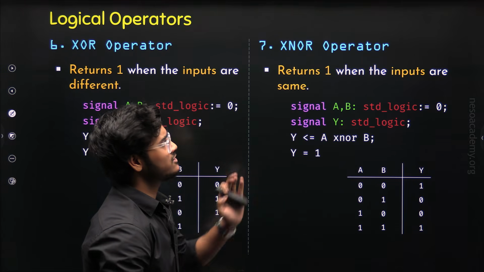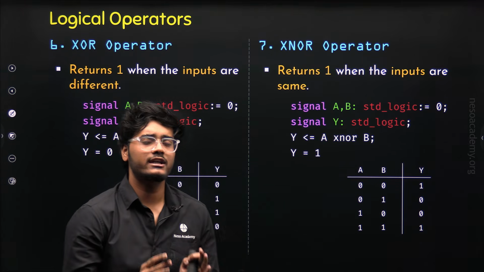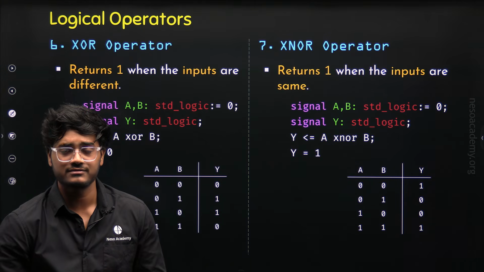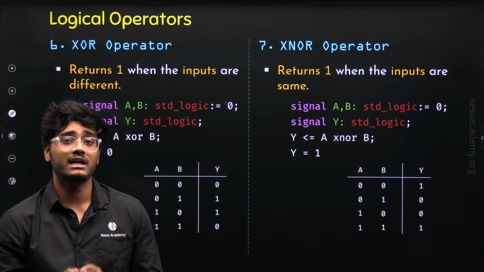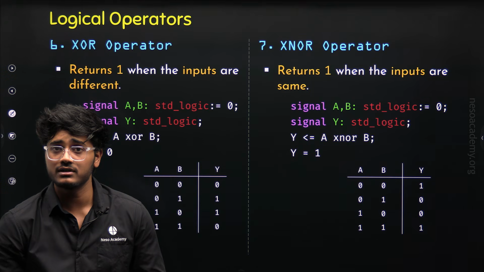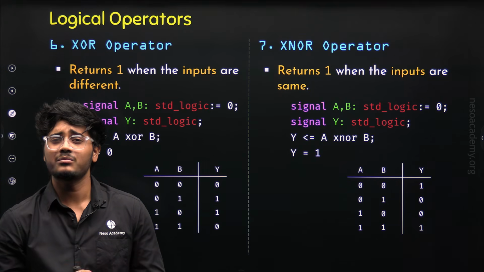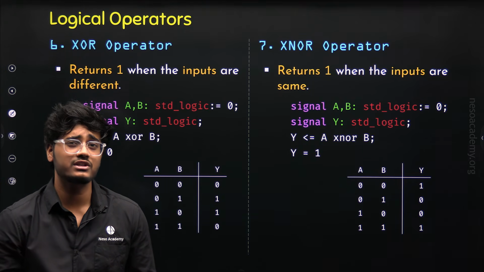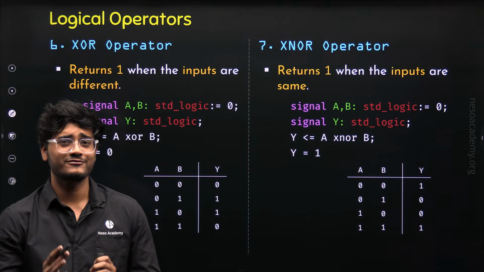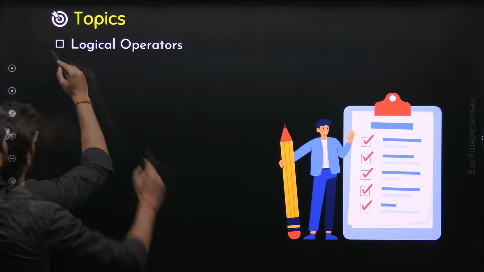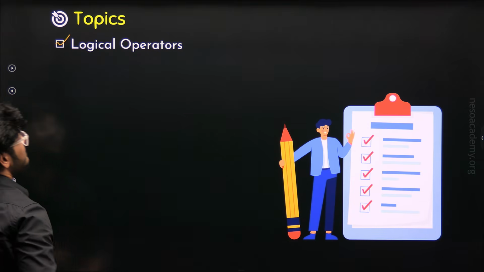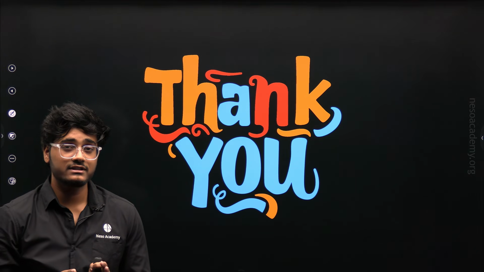So this is XNOR operator, and I hope you understand all 7 logical operators because logical operators are extremely important in VHDL as digital circuits are mainly built using logical operations on binary numbers. So we are done with this topic of logical operators, which means we are done with this lecture.